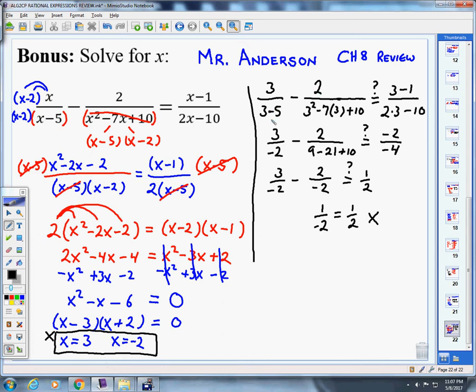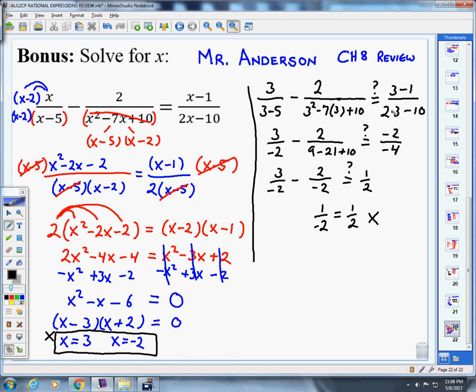I got 3 over negative 2. That looks good. Minus 2 over 9 minus 21 plus 10. That's 9 and 10, that's 19, minus 21. That's negative 2. 3 minus 2 is 1 over negative 2. That looks good. Over on this side, I've got 3 minus 1.